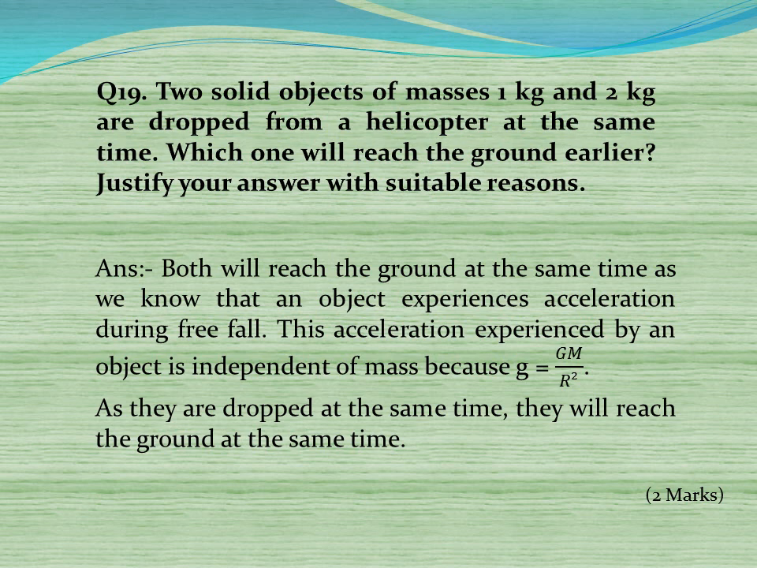Question number 19. Two solid objects of masses 1 kilogram and 2 kilogram are dropped from a helicopter at the same time. Which one will reach the ground earlier? Justify your answer with suitable reasons. Answer: both will reach the ground at the same time, as we know that an object experiences acceleration during free fall. This acceleration experienced by an object is independent of mass because g equals GM divided by r squared. As they are dropped at the same time, they will reach the ground at the same time.